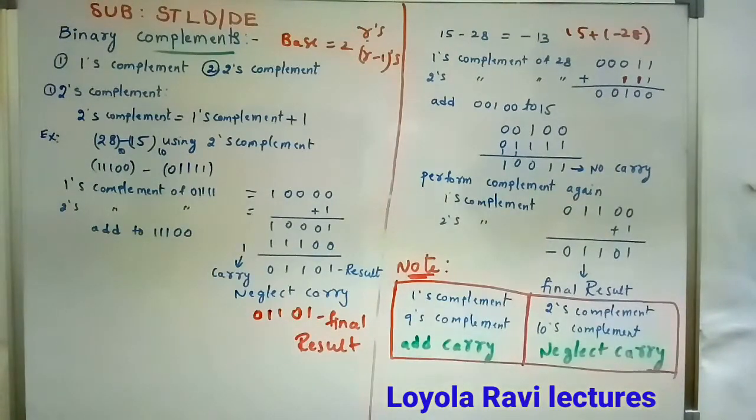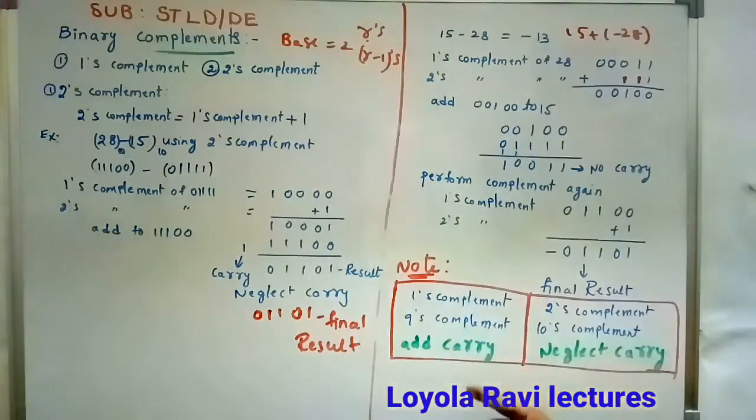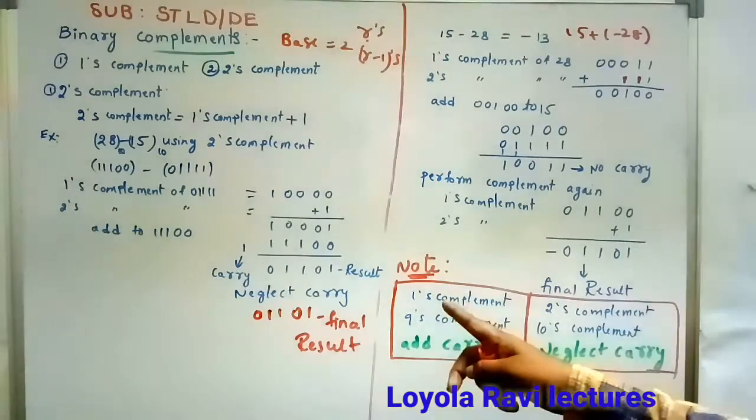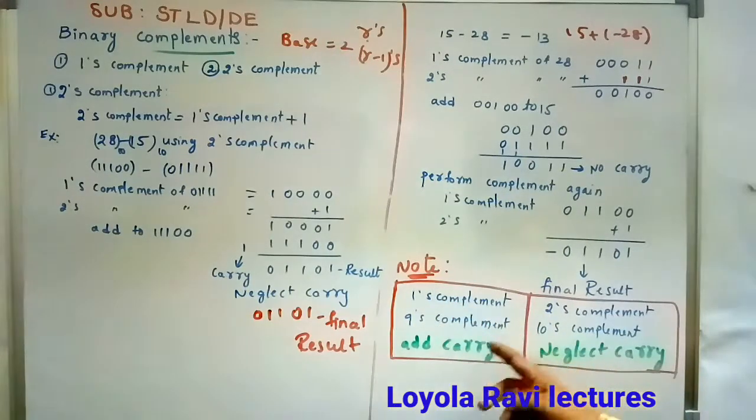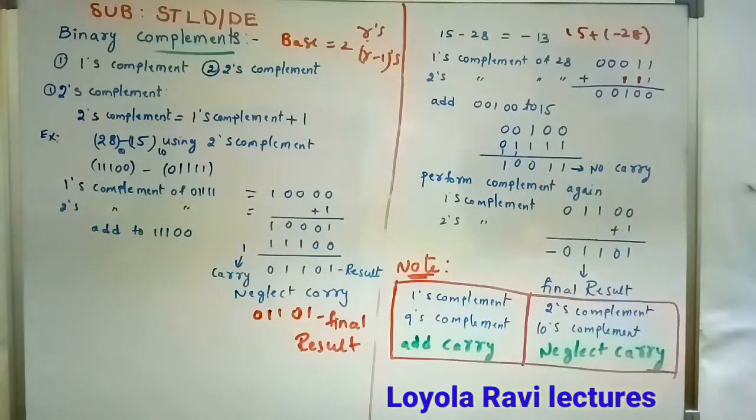Here is one note I am going to mention: for 1's complement and 9's complement, add the carry. For 2's complement and 10's complement, neglect the carry. Remember this as a very, very important note. Then only you will be able to perform the operations. In any operation, in 1's complement and 9's complement, if we get a carry, we have to add it. In 2's complement and 10's complement, neglect the carry. These two are the same and these two are the same.